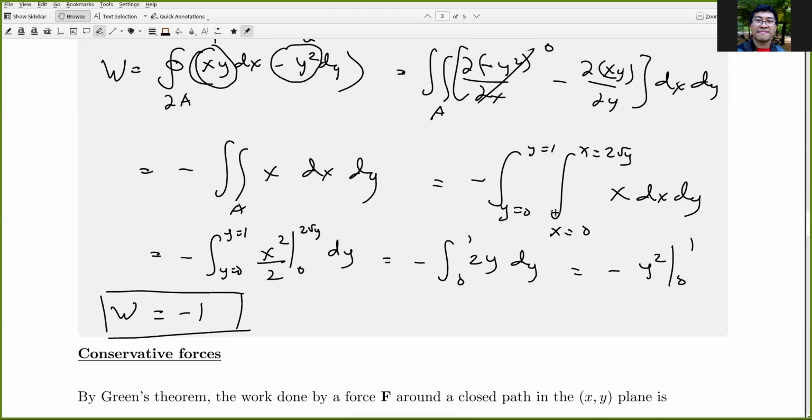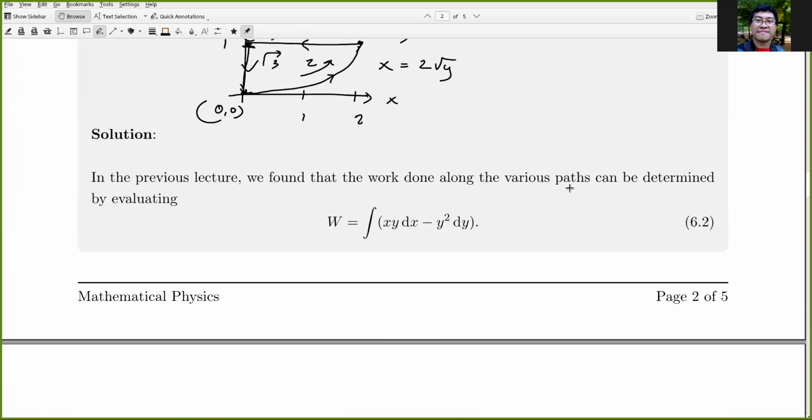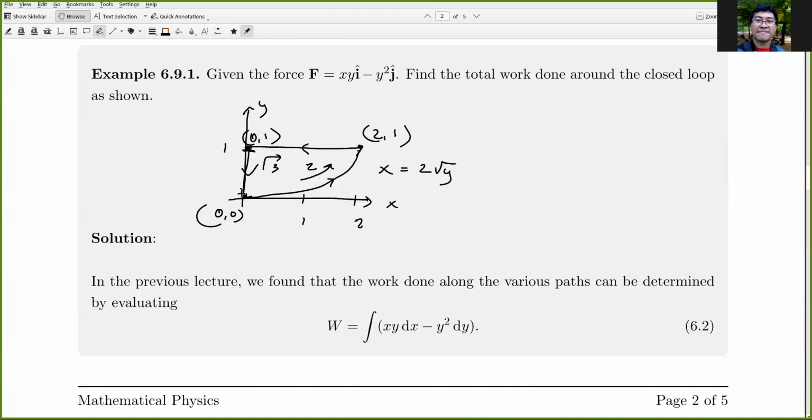Okay, so the only difficult part here is knowing the limits of integration. But here, we start from x equals 0, which is this boundary here, and x equals 2 square root of y. So basically we use the left side and the right side, which bound the area horizontally.